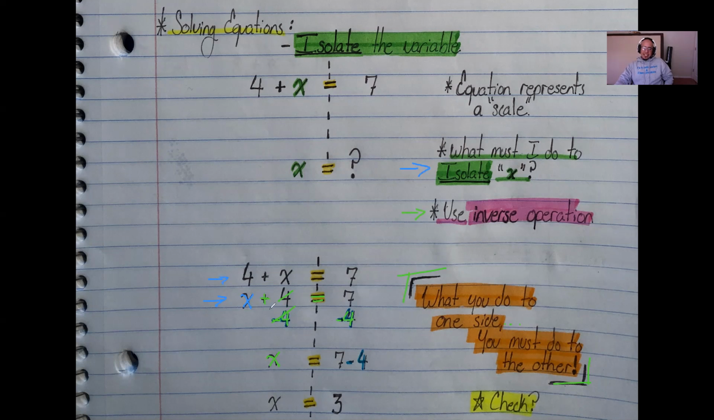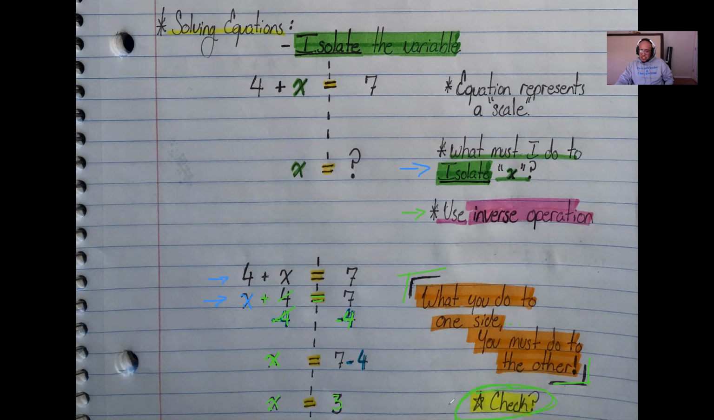So again, I want to isolate the x, so I'm going to get rid of the 4 by subtracting 4. The opposite of adding 4 is subtracting 4. But whatever I do to one side, I must do to the other. So now on the left side, all that is left over is x, and that is equal to whatever 7 minus 4 is. So x is equal to 3.